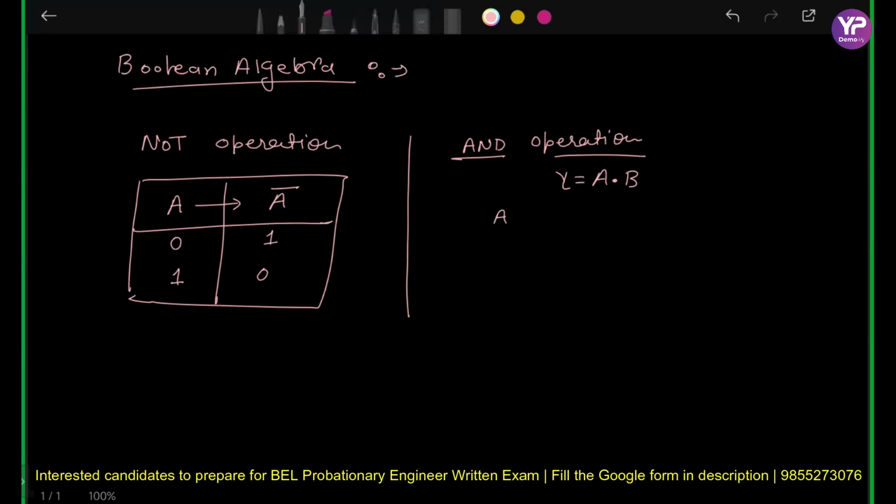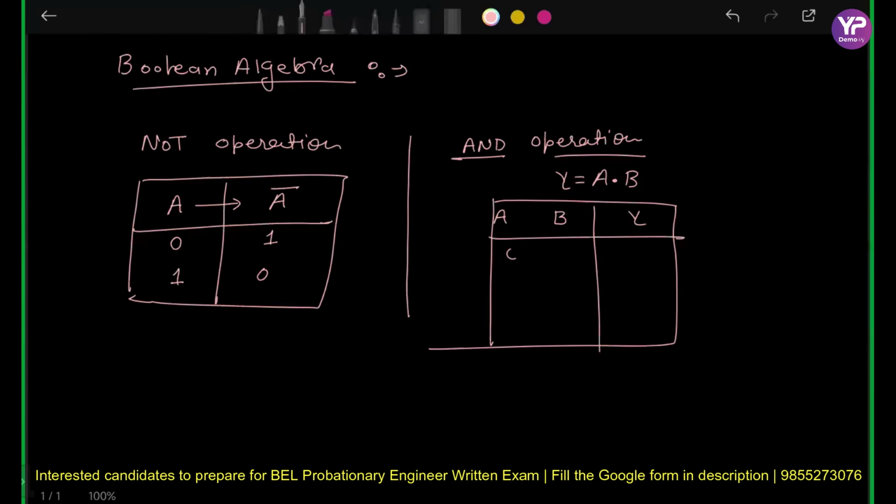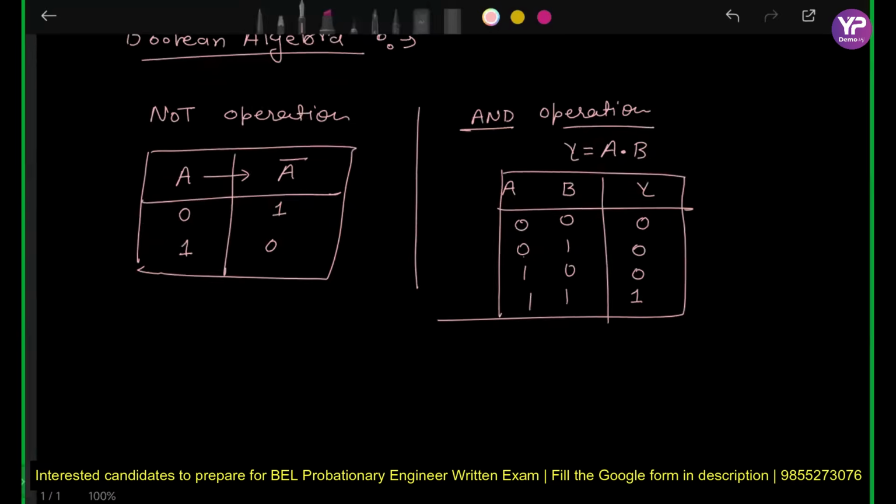If you are having A and B and the output is Y, A and B are taking how many values? Let us take A and B as 0 0, 0 1, then 1 0 and 1 1. These are the four combinations for the values of A and B. If A is 0, B is 0, then the AND operation is 0. A is 0, B is 1, then only 0. A is 1, B is 0, then only 0. And if A is 1, B is 1, then the AND output will be 1. You have to memorize these tables. This is the AND operation. Got it?